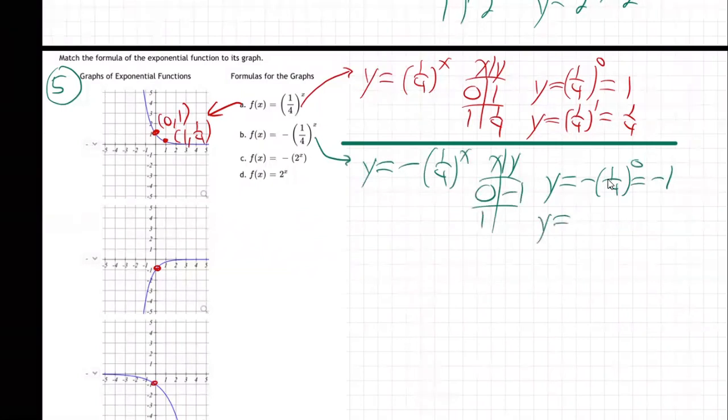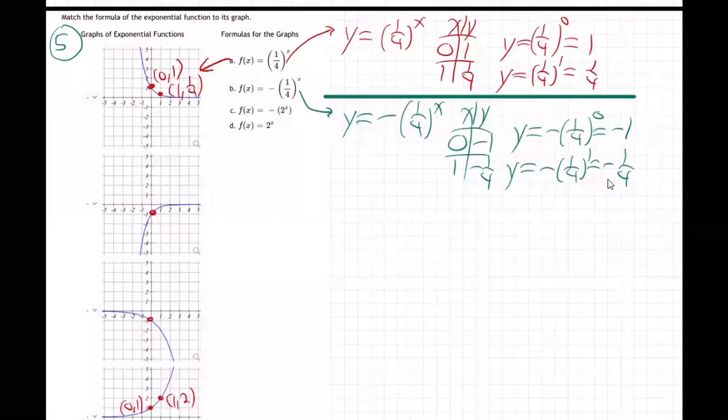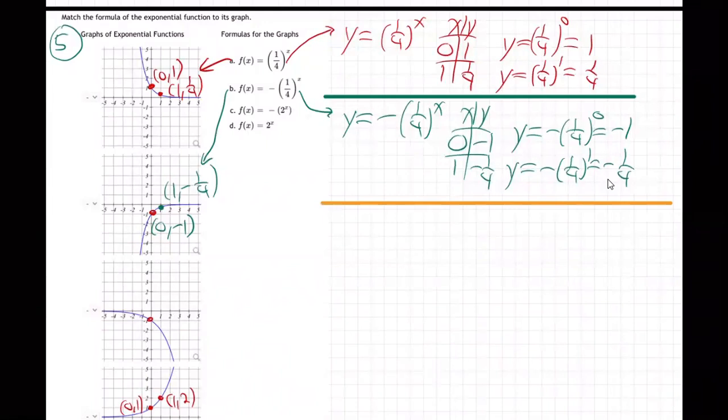Now plug in 1. 1/4 to the 1, that's just -1/4. So over 1 down 1/4. Yeah, it looks like they're matching up here. Over 1 down 1/4 and over 0 down 1. Yeah, that's perfect. That's the one. So that's B. So far they're going in order. There's a 50-50 chance that they'll keep going in order here. Right? There's only 2 left and there's 2 options. So let's see what happens.